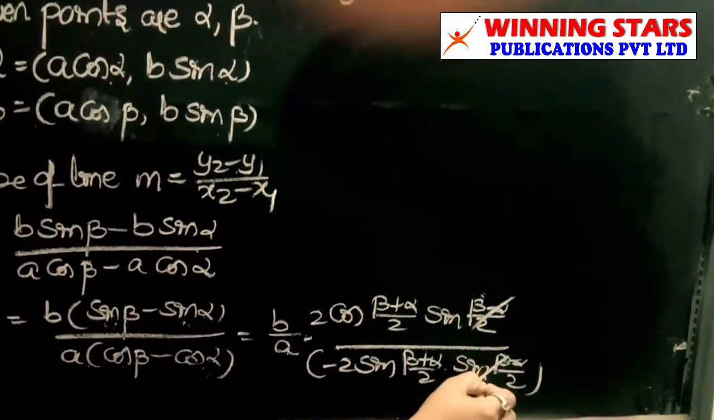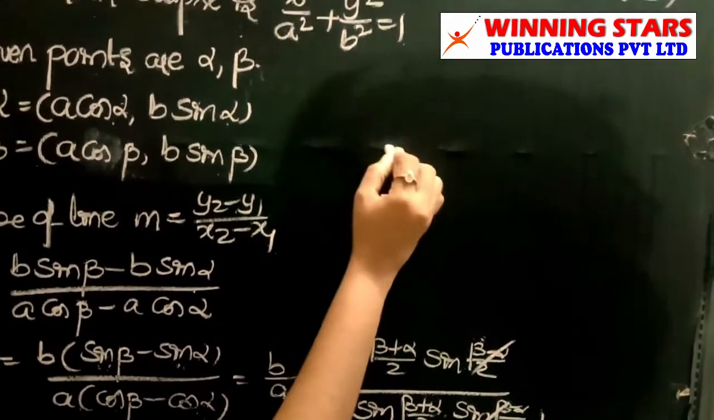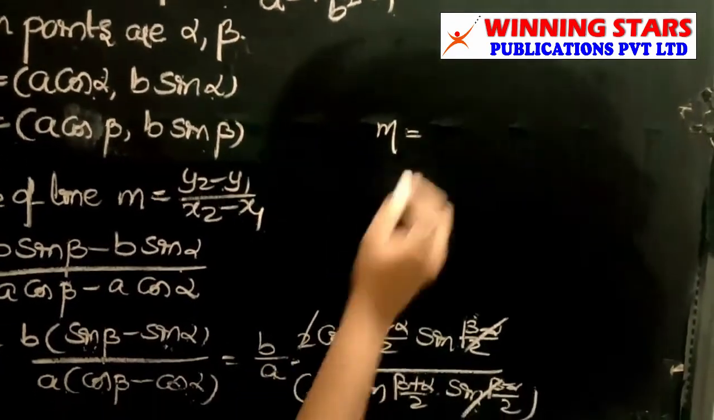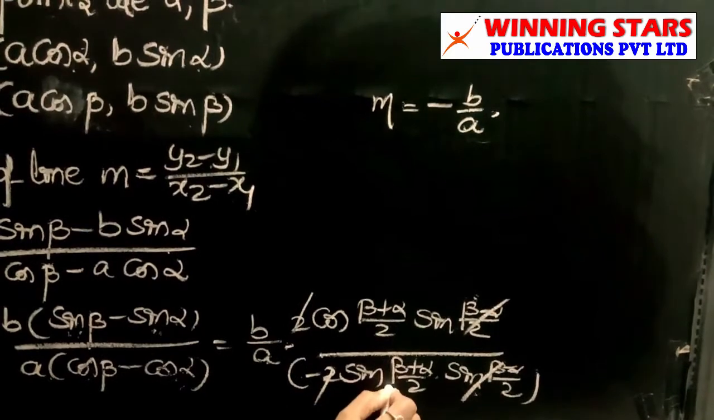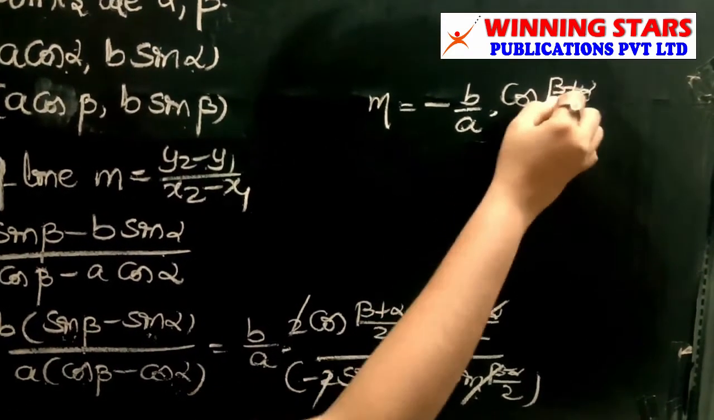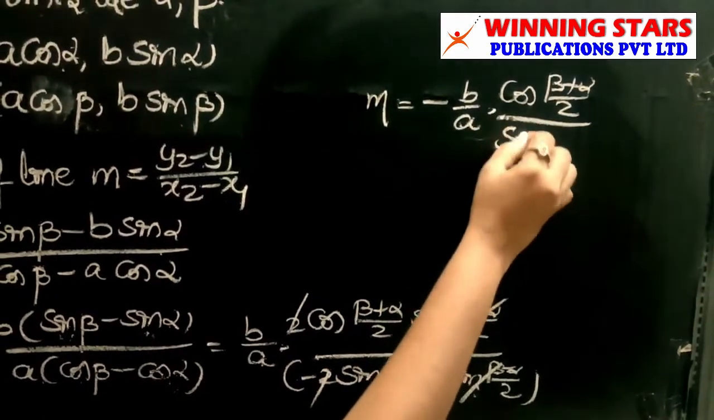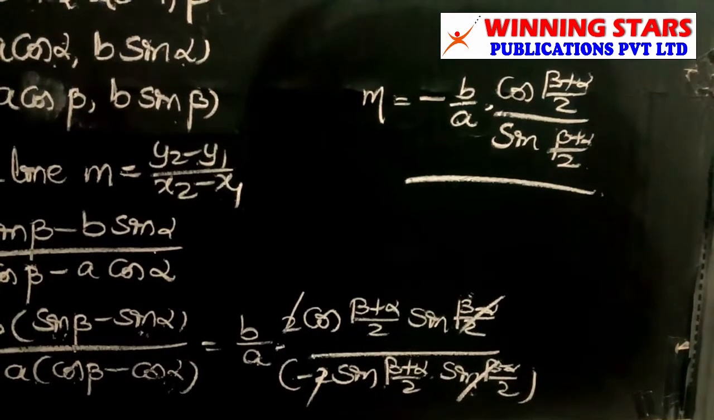Now here sin((β−α)/2) and sin((β−α)/2) get cancelled, 2 and 2 also get cancelled. So the remaining value is, therefore, m is equal to minus b by a into cos((β+α)/2) by sin((β+α)/2). This is the slope value.